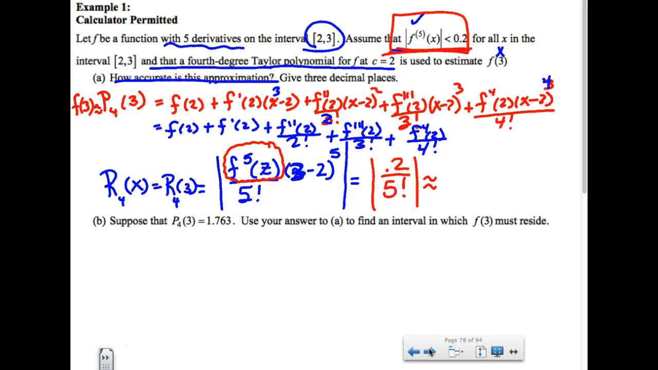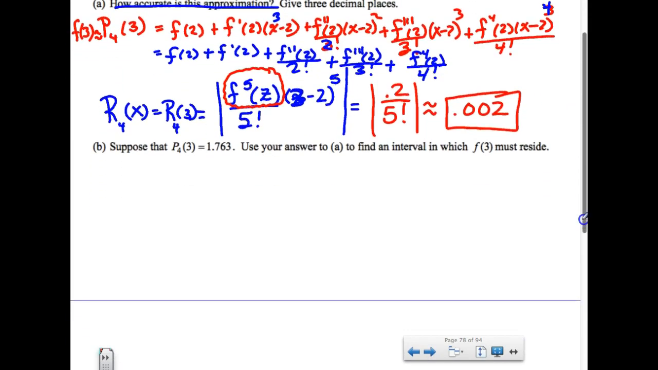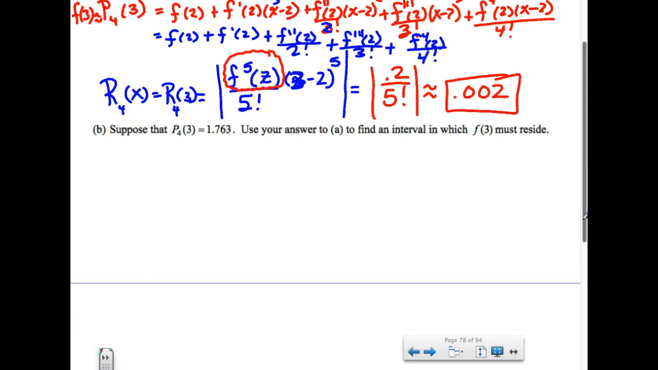And it said to go to 3 decimal places. So if you do that on your calculator, you'll get 0.002. That's how close my approximation using the 4th degree Taylor polynomial is to the actual function.